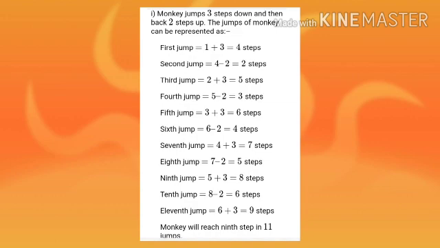In the ninth jump, it is on the 8th step. On the 10th jump, it is on the 6th step. And in the 11th jump, it reaches the water level, which is step number 9. Therefore, the monkey will reach the 9th step in the 11th jump.